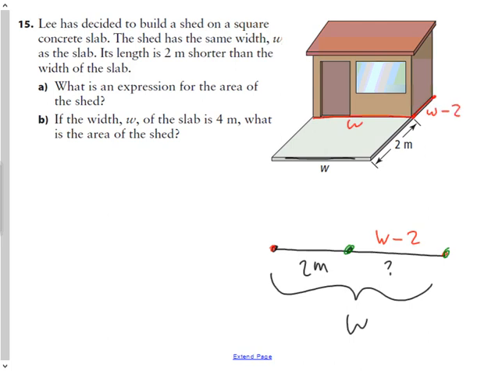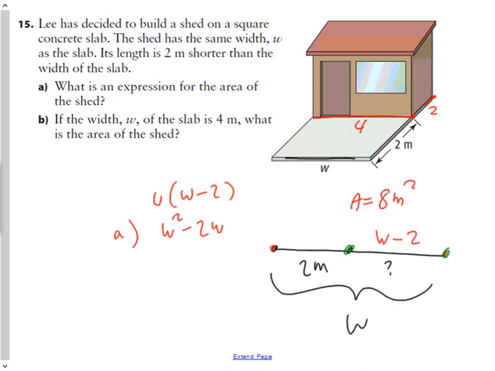Therefore, the area of the shed will be W multiplied by W minus 2, which would be W squared minus 2W. So the area of the shed, as an expression, is W squared minus 2W. If the width W is actually 4 meters, what is the area of the shed? Well, the simplest way would be to just take the W here and change it to 4. Then W minus 2 will be 4 minus 2, which is 2. And therefore, the area of the shed would be 4 times 2, which is 8. So that would be the easiest way to say for B, the area equals 8 meters squared.